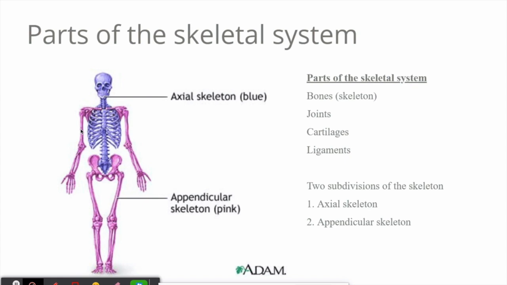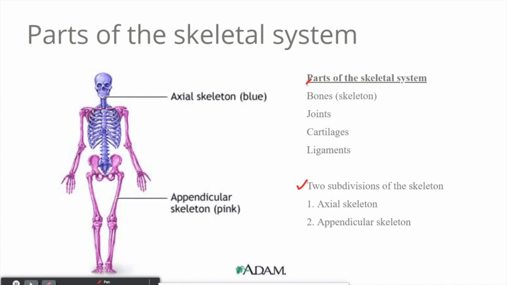So the skeleton can be broken up into two major parts. Okay, we have the axial, which is this bluish purple section, which is going to be the skull, the vertebral column, the rib cage, sternum, and sacrum. And then we have the appendicular skeleton, which is all this pink area, which is anything that hangs off of the axial skeleton. Okay, so those are the two subdivisions of the skeletal system.